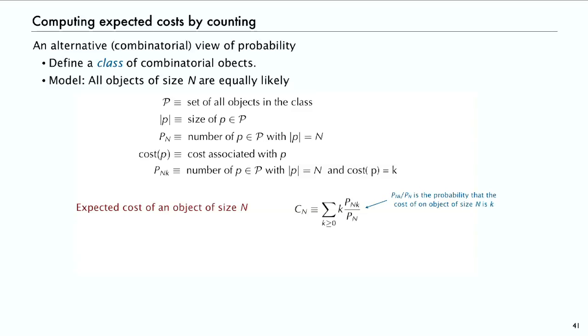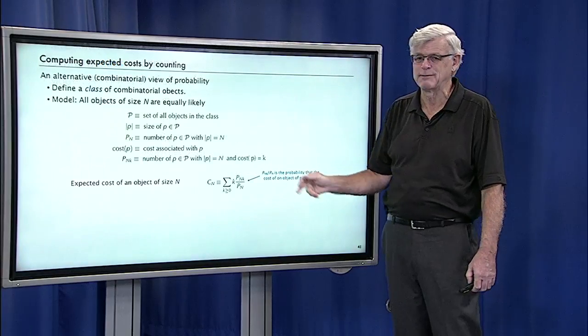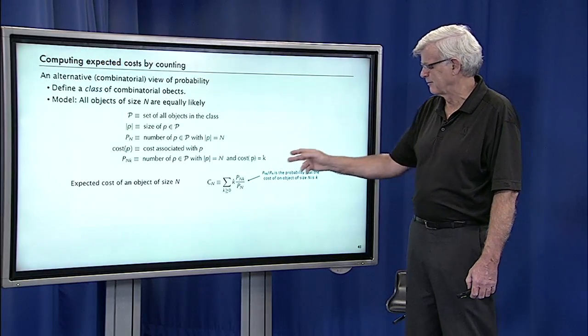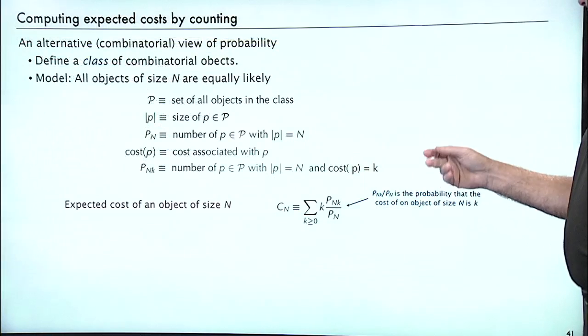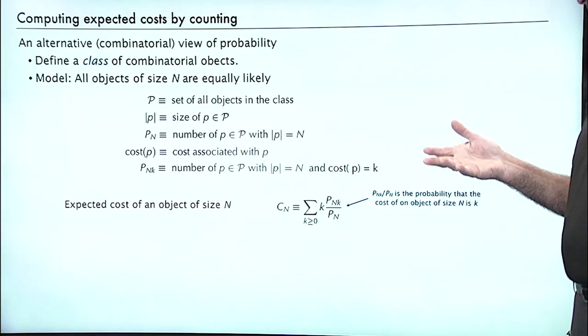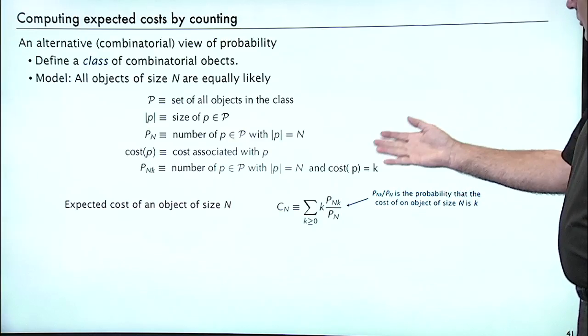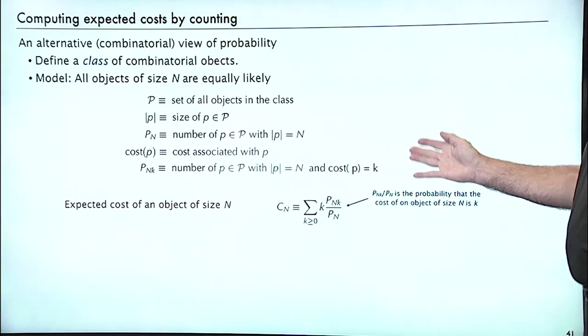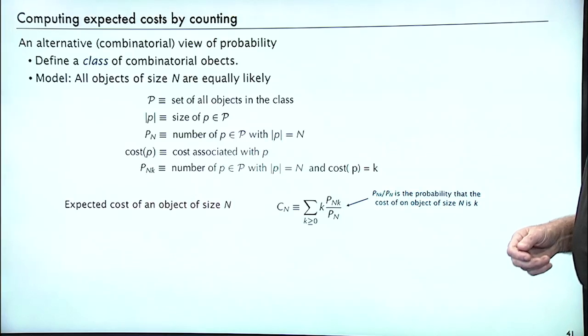So the expected cost of an object of size n is going to be the probability that the cost of an object of size n is k, which is the number that have cost k divided by the total number, since we're assuming they're all equally likely, times k. That's the definition of the expected cost. And so that's all a familiar calculation if we know all these quantities.